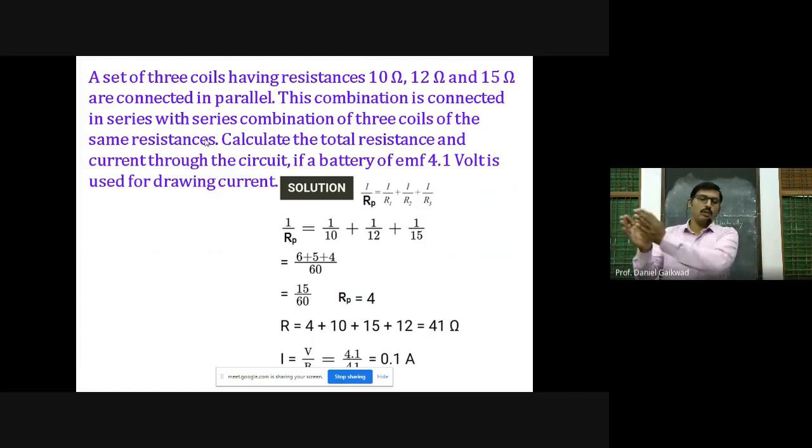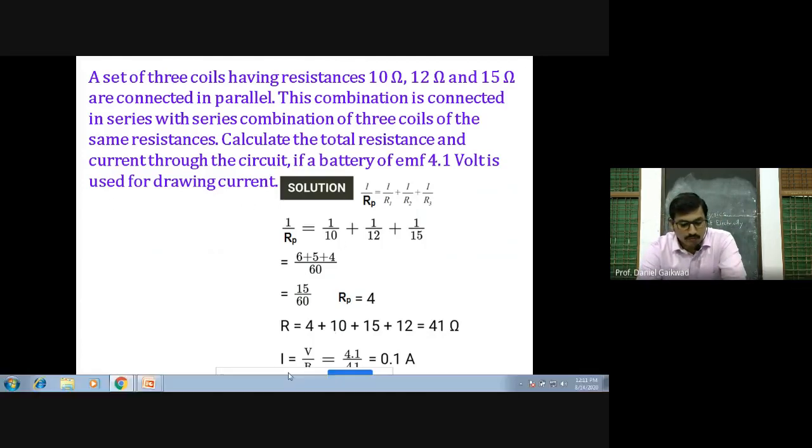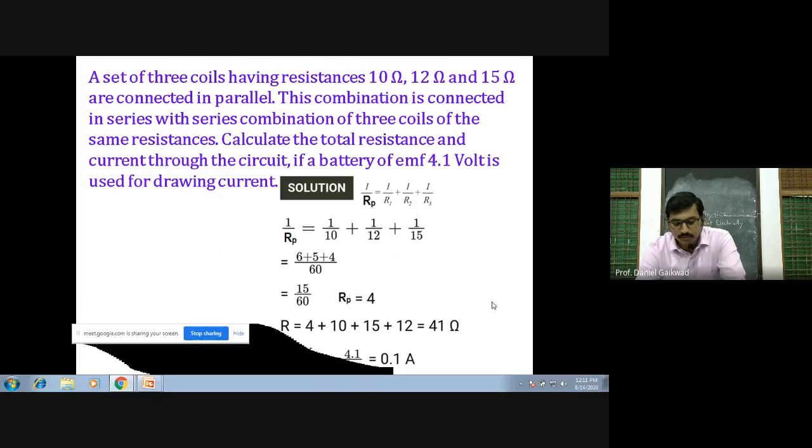So there are four equivalent, parallel combination Rp suppose. So 10, 12, 15 connected parallel to each other, and then we have 10, 12 and 15 connected, all four will be connected in series. Calculate total resistance and current through the circuit if a battery of EMF 4.1 volt is used for drawing current. Now check carefully. In short, we have given this particular diagram here.